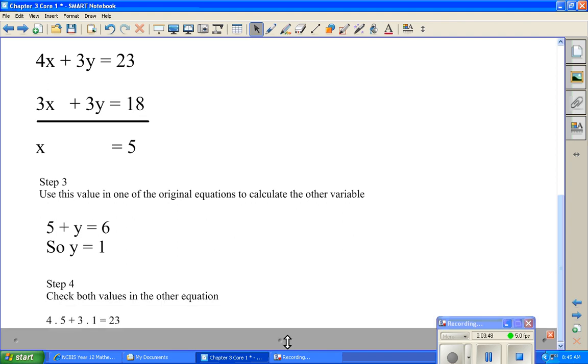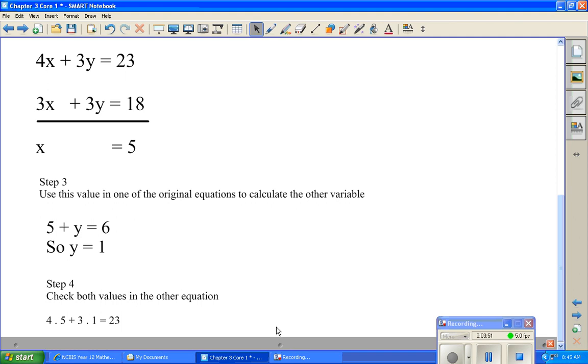Step 4, check both values in the other equation. So go back up again to one of the original equations, the one you haven't used, put in the values of x and y, and just check that it works. This is one of the good things about simultaneous equations, in that you have two values and two equations, which is essential, and you have the opportunity then to check back that your work is correct.